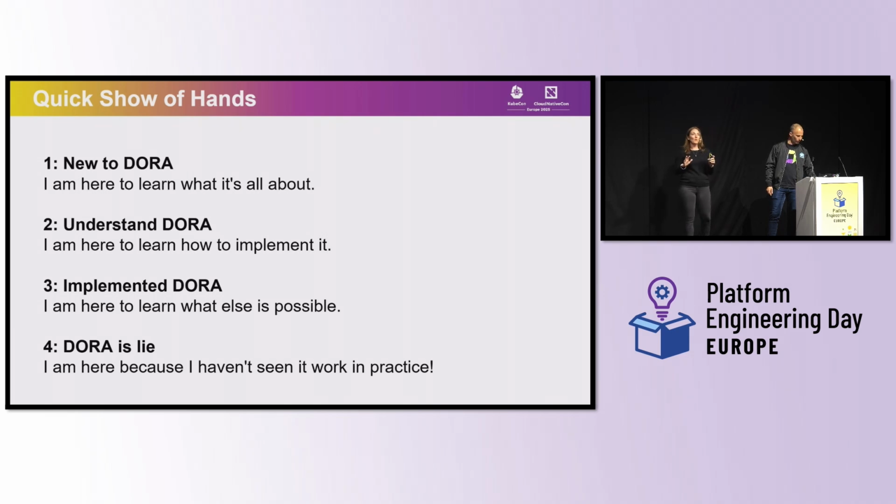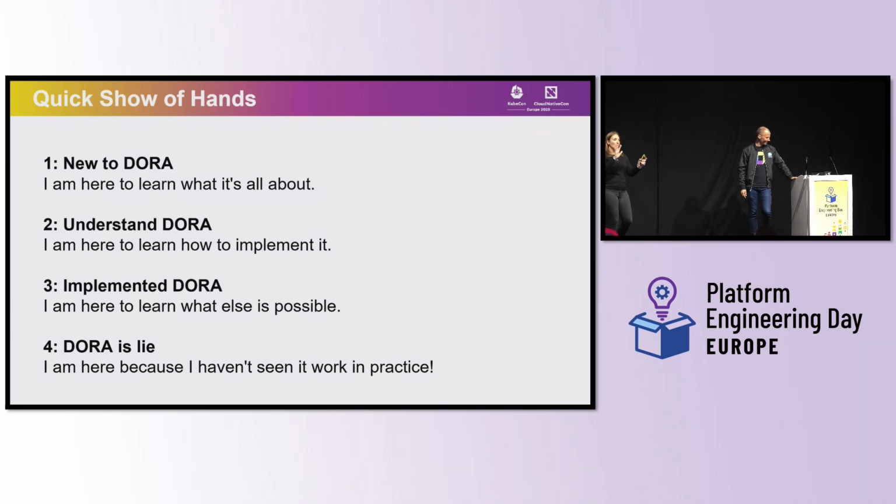Here we go. Okay, so quick show of hands. Are you new to DORA? Okay. Do you understand DORA, but you are still trying to implement it? Okay. You've already implemented DORA. You're here to learn what's next. Okay, and then you just think DORA is a lie. Oh, we got one. Okay, so maybe a quarter of each of these and then one person that thinks DORA's a lie. We wanted the scene set just so we knew who we were talking to.